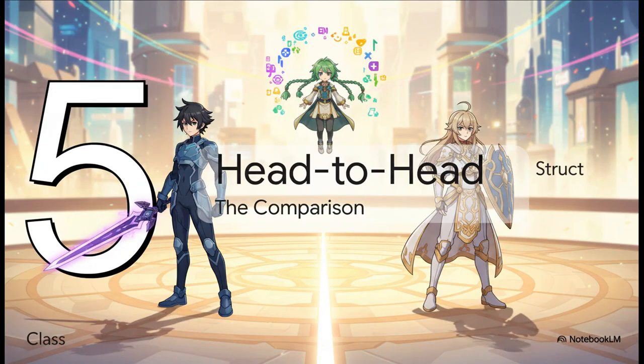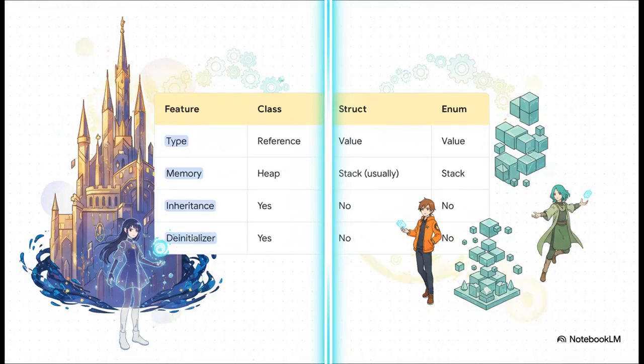All right, so we've met all three contenders. Now let's put them side by side in a head-to-head comparison to really nail down the differences. This table just cuts right to the chase, doesn't it? You can see the clear dividing line here. The class is kind of the odd one out. It's a reference type, lives on the more complex heap, and it's the only one that gets inheritance and deinitializers. Structs and enums, they're a team. They're both value types, they live on the simple stack, and they don't have those extra class-only features.